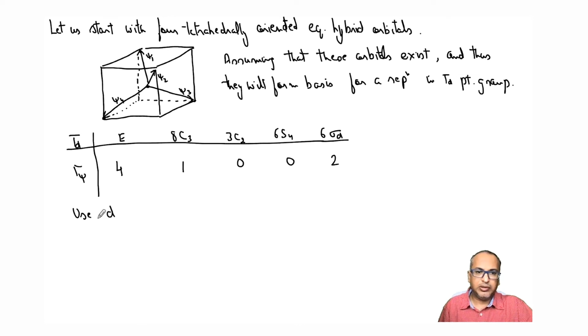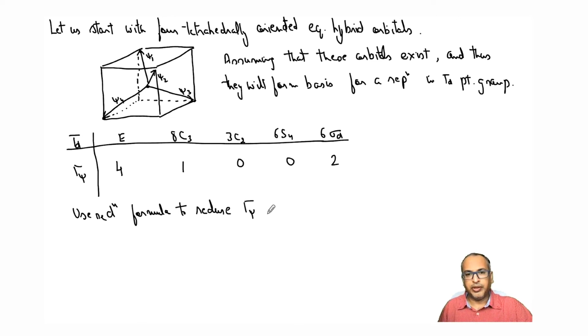So now if I use the reduction formula to reduce tau psi, this will result in A1 plus T2. So now we know that we have 4 hybrid orbitals which give us the representation as tau psi. Tau psi upon reduction gives me A1 plus T2, right?